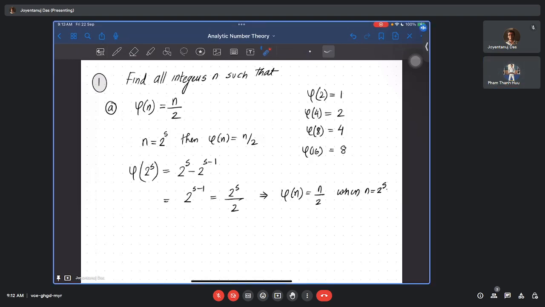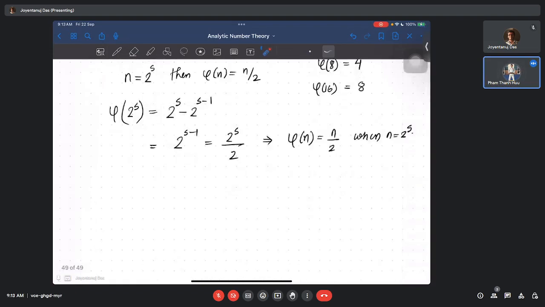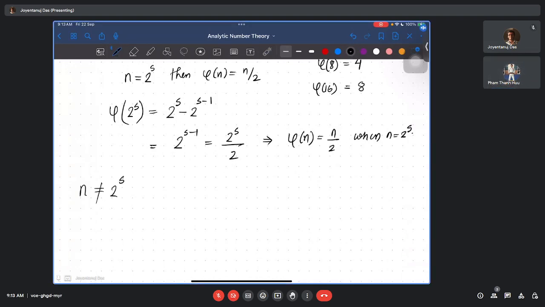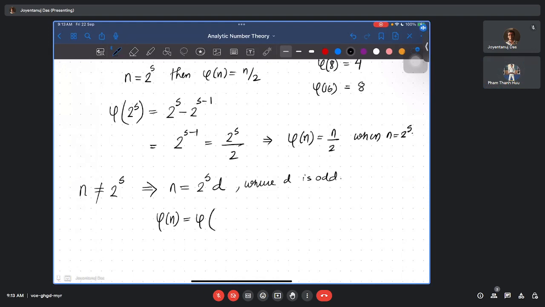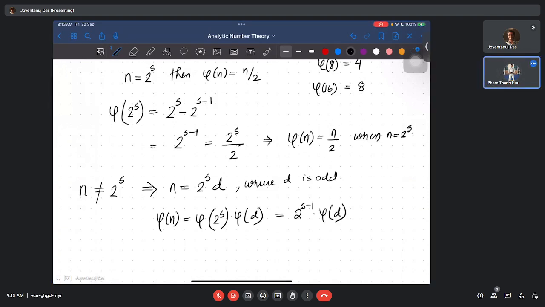So suppose n is not of the form 2 power s. Then n equals 2 power s times d, where d is odd. Now phi of n, by the product rule, is phi of 2 power s times phi of d. But phi of 2 power s we have calculated, so it is 2 power s minus 1 times phi of d. And suppose it equals n by 2.